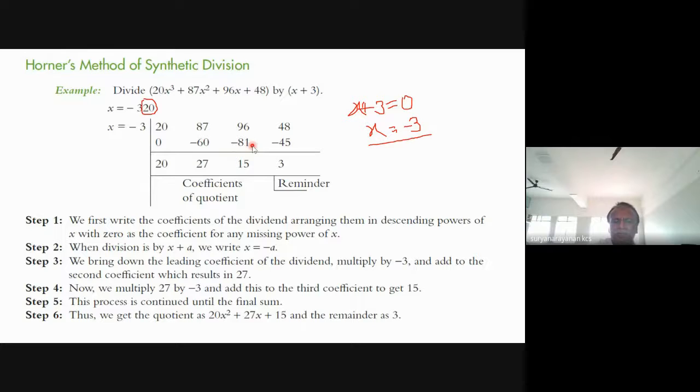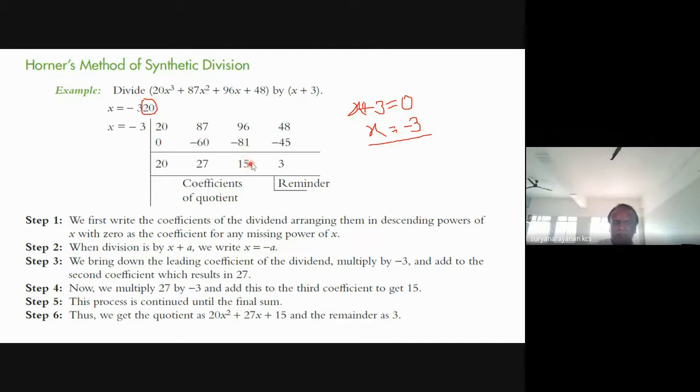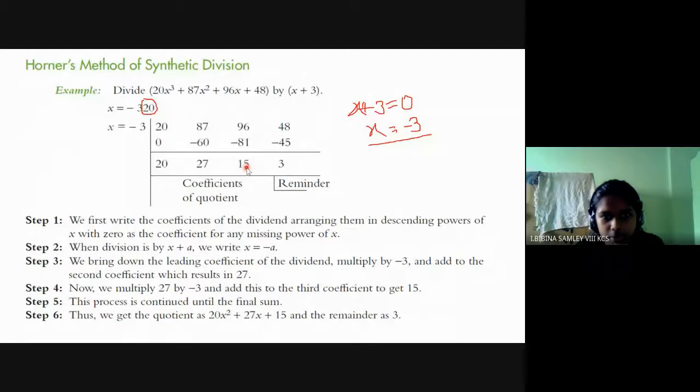Now, 96 minus 81. What will you get here? 15. Yes, see here, 15. Then what should we do? Next step: we have to multiply 15 with the multiplier, minus 3.